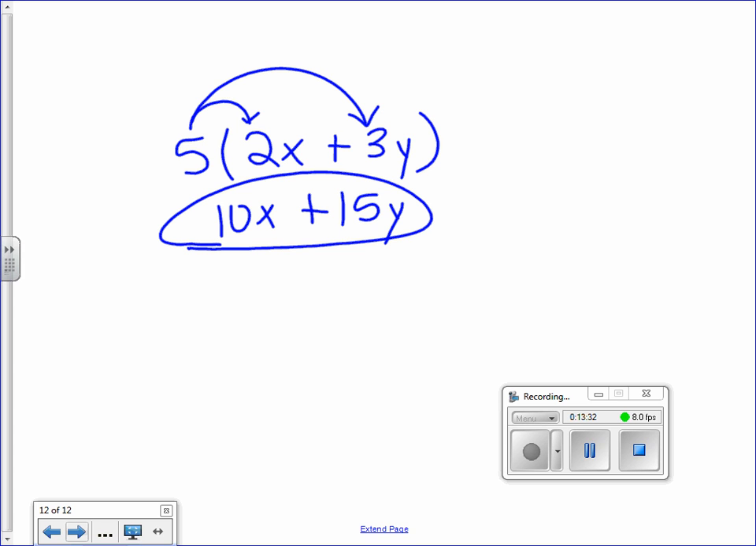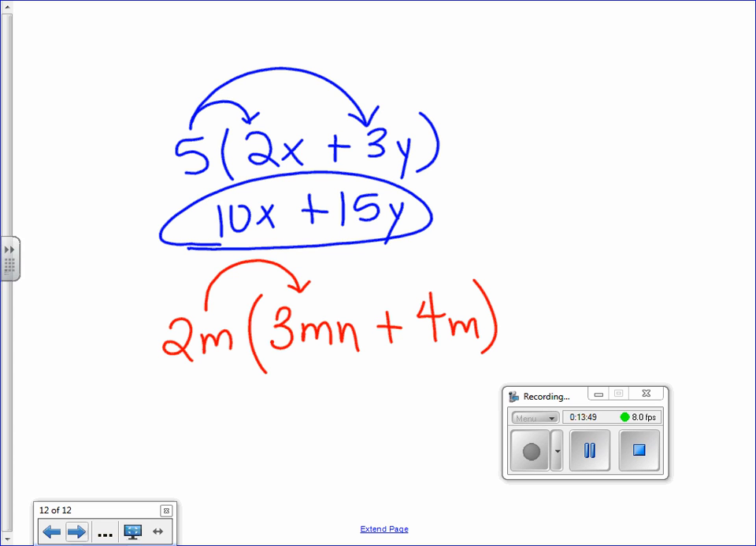If it has a variable, 2m times 3mn plus 4m. Okay, so we multiply the numbers. 2 times 3 is what? 6. What's m times m? M squared, right. And then just stick that n on there. And then 2m times 4m would be what? 8m squared.